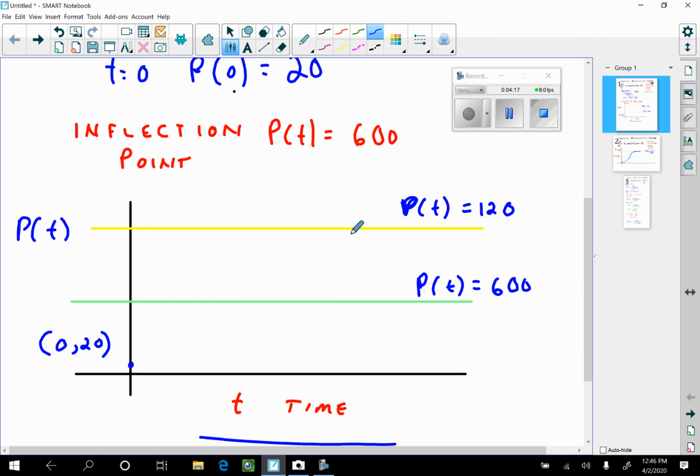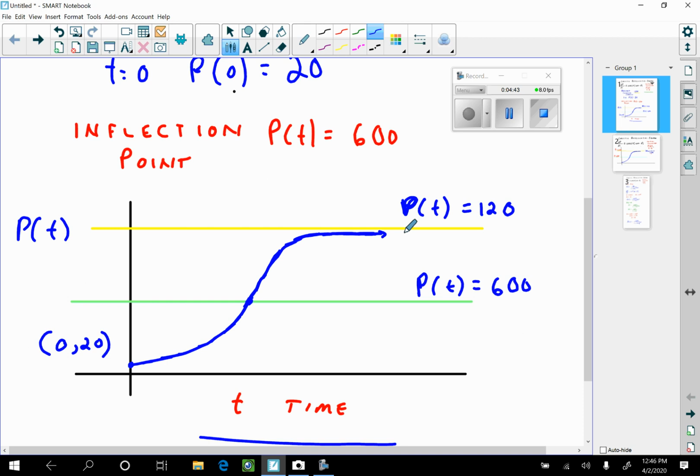So here I go. I'm just going to sketch the graph. It's going to max out at 1200. It's going to come down here, and at this point right here, it's going to change from concave down to concave up. I'm going to get rid of this little thing right here. It's bothering me. Okay. And that's really all there is to do.